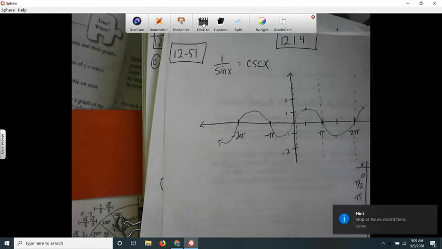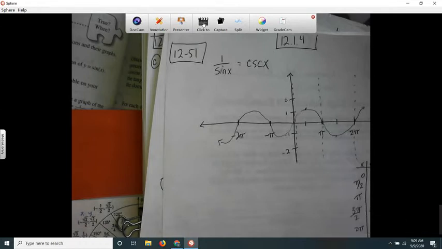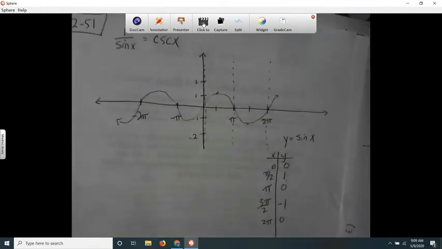Here's your Integrated 3 lecture for 12.1.4. We're going to learn the reciprocal trig functions. So each of the trig functions, sine, cosine, and tangent, have reciprocals. And so we did inverses last time, but that's different.